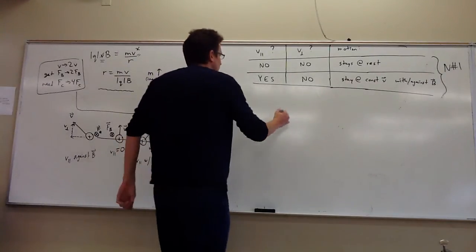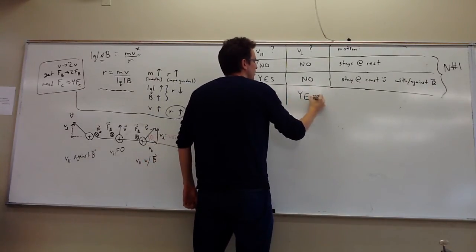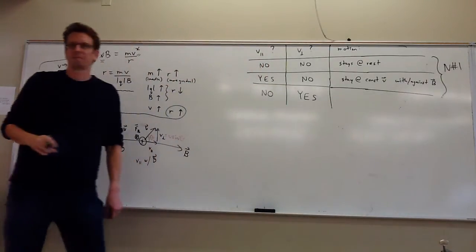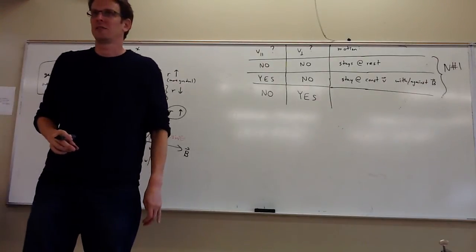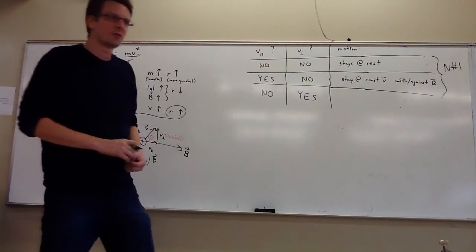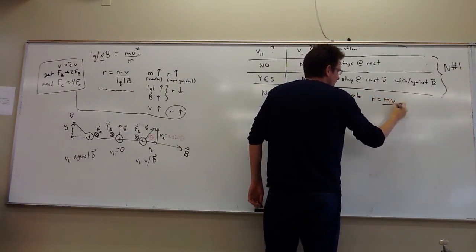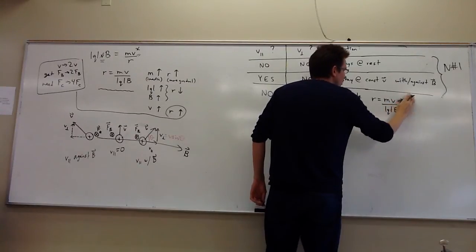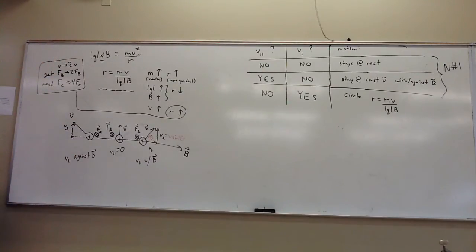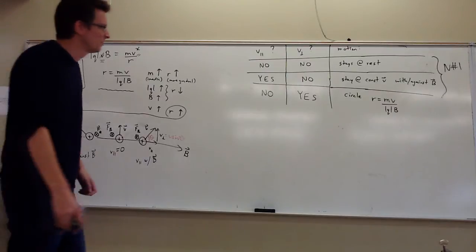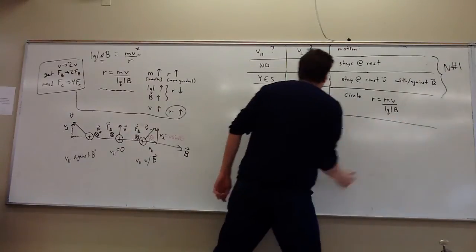So let's do the next one. Let's say no V parallel now, but we do have V perpendicular. So we just saw, what does the motion look like for that? It's a circle, that's right. And we saw that the radius of it was equal to this. And then, the obvious final case we have to talk about is what if you have both of them?